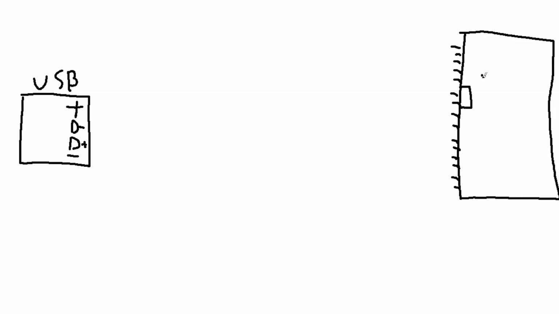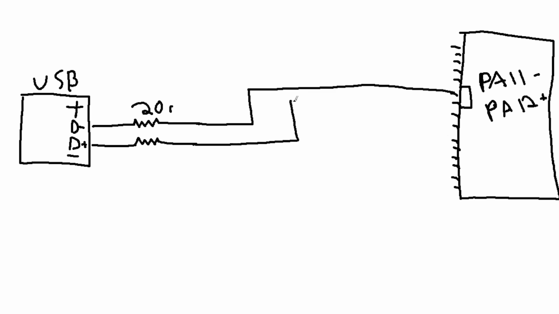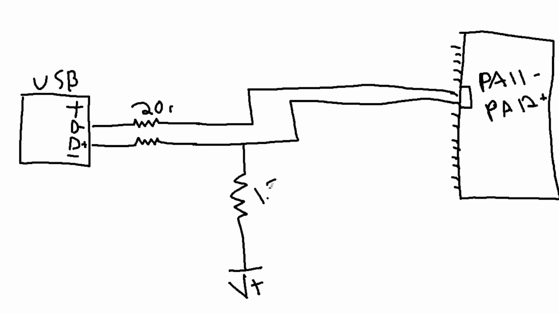It looks like we don't have a direct connection between our USB and our ports on our microprocessor. If we did, in its simplest form, this is what it would look like. You would have small series resistors just to limit current, and then you would have a pull-up resistor of 1.5K on the D plus line.